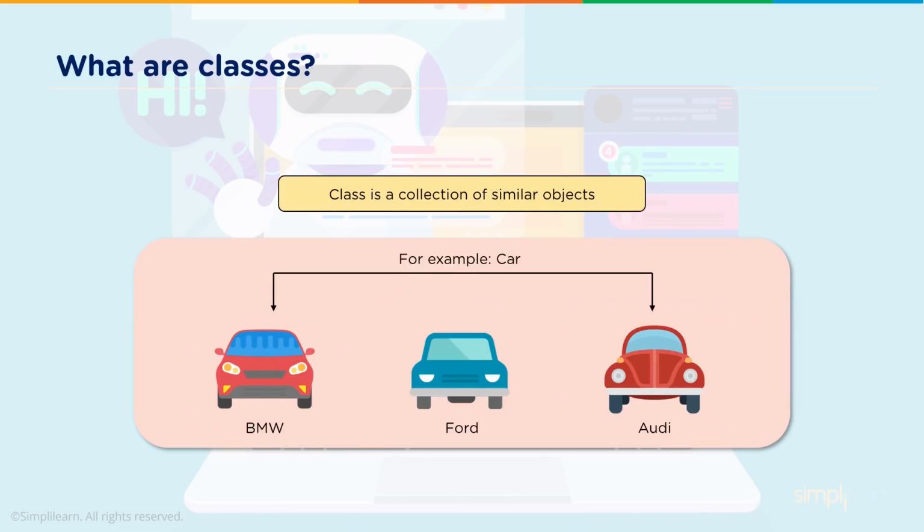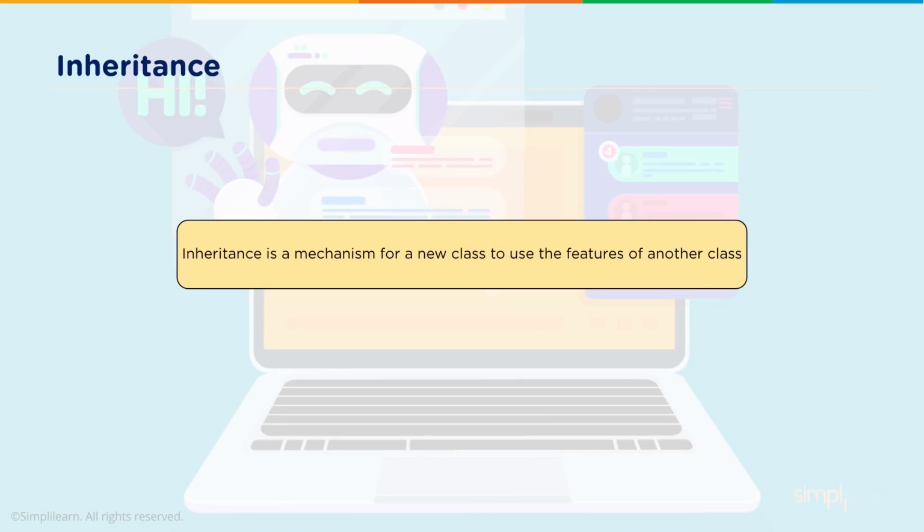So we define a class. A class is a collection of similar objects. So for example, a car: we have BMW, we have Ford, we have an Audi. Inheritance is the mechanism for a new class to use the features of another class. So we have a number of different things. With inheritance, we might have a class which is vehicles, and then under vehicles we might have cars. And cars inherits all the different stuff from vehicles. So you can create a class from another class.